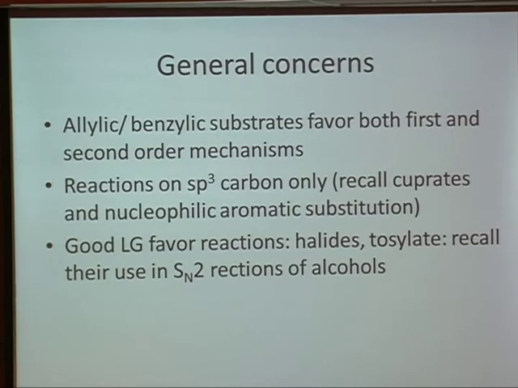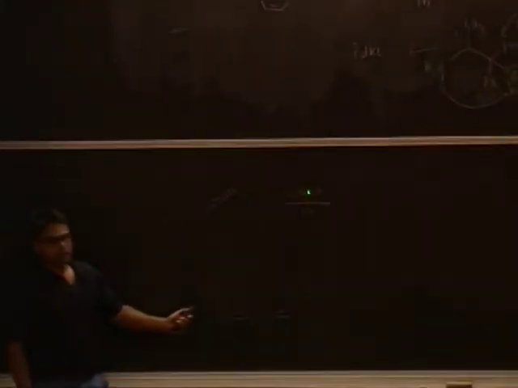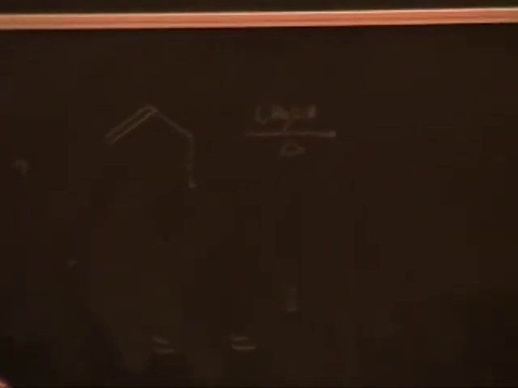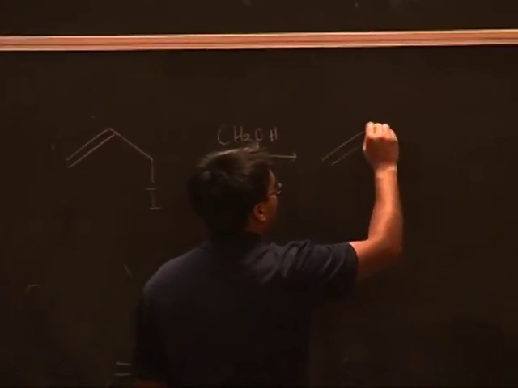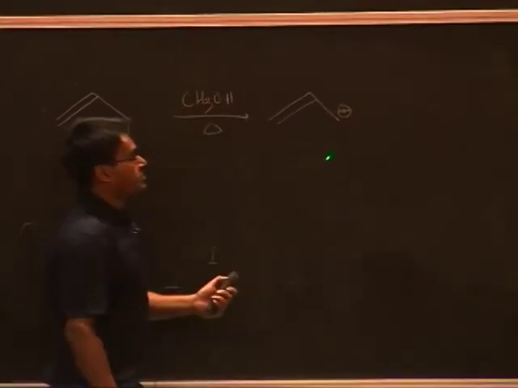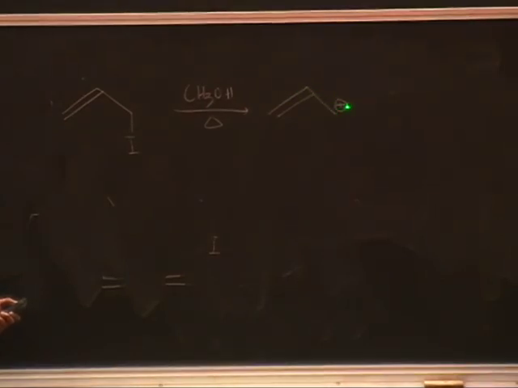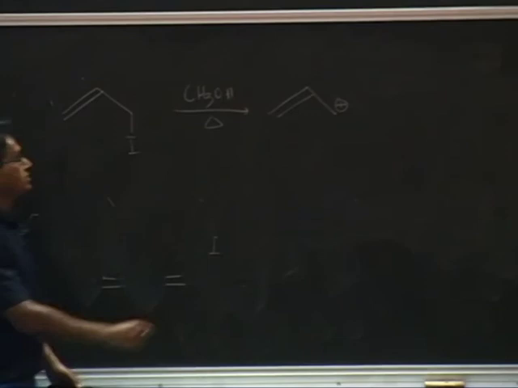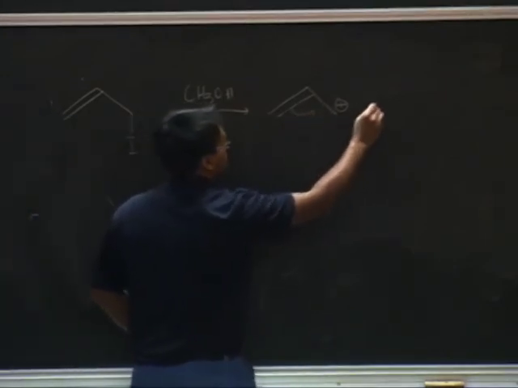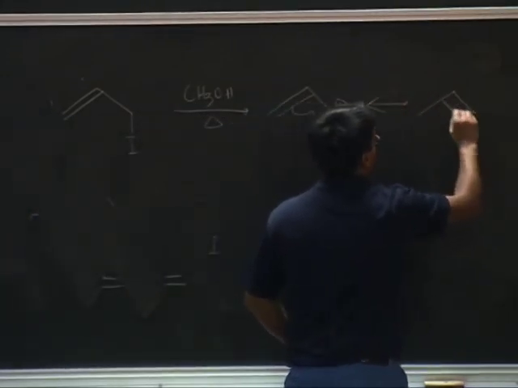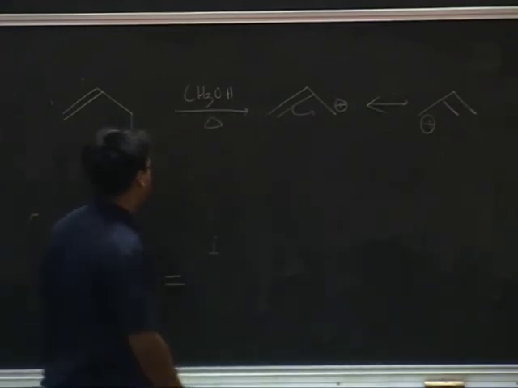What kind of reaction is this? First order, second order? First order. It's a carbocation. Why is the first order reaction favored? This carbocation is stable, right? For what reason? Resonance. So that's why first order is favored.